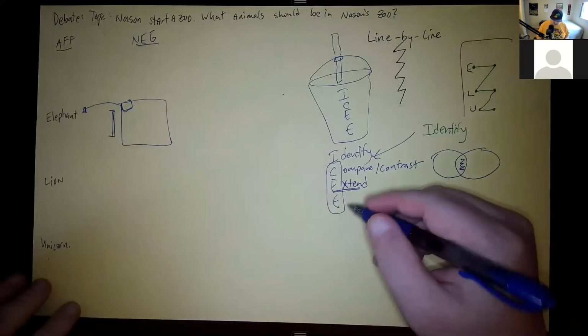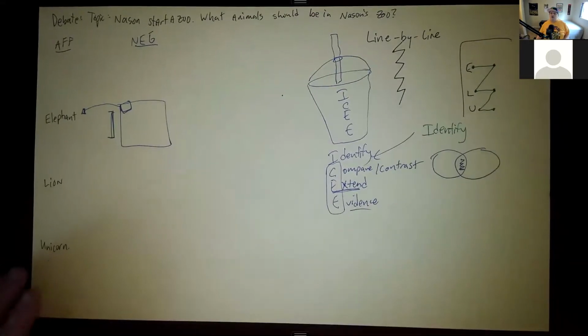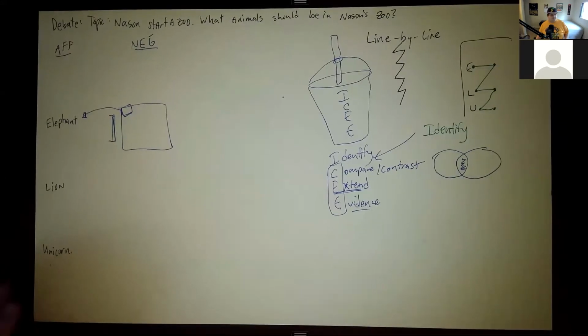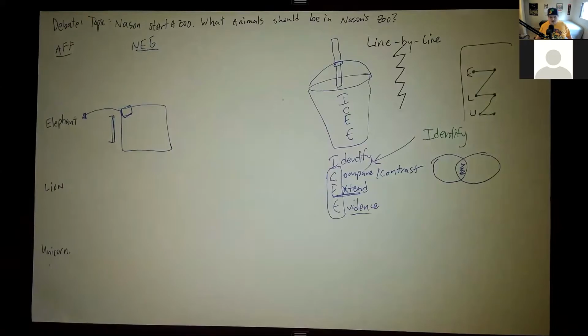The last thing is new evidence. All right. This is pretty simple. Read another piece of evidence. Nason, before we add the second component, any questions on this?